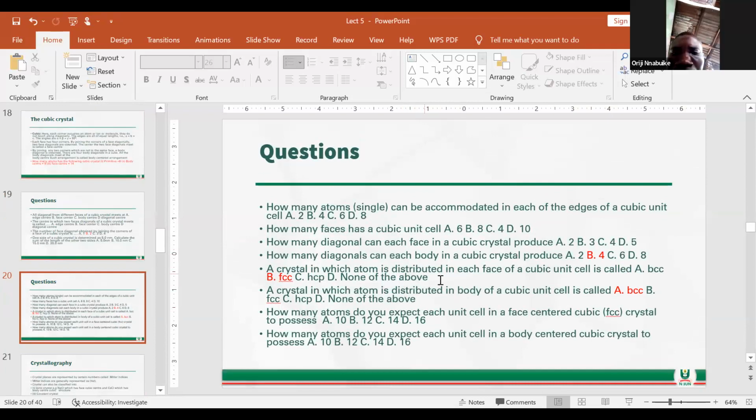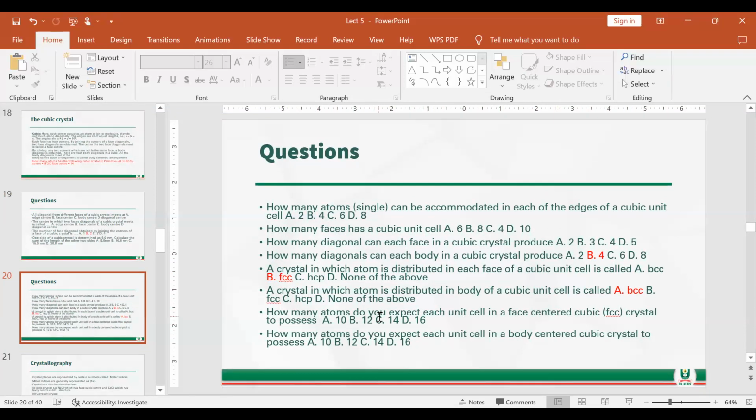A crystal in which the atoms are spread in each face of a cube unit is called face center, that is a face center cubic crystal, FCC. Hexagonal close packing is another form of crystal, but not for cube. A crystal in which atoms are distributed in the body of a cube unit cell is called body center cubic packing. How many atoms do you expect each unit cell in a face center cubic crystal to have? We say 14. In a body center? We say that is 9.